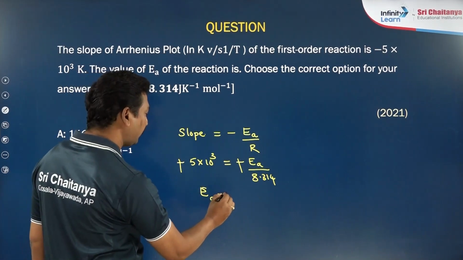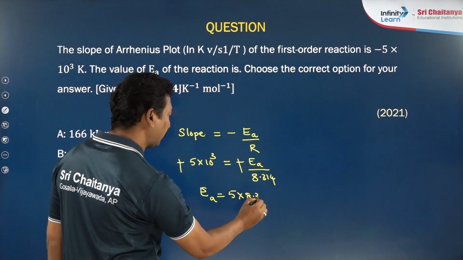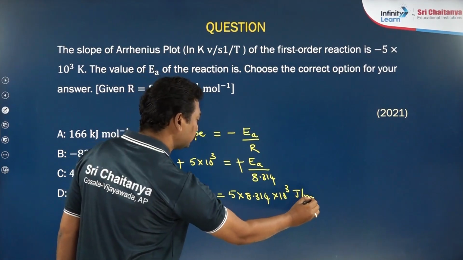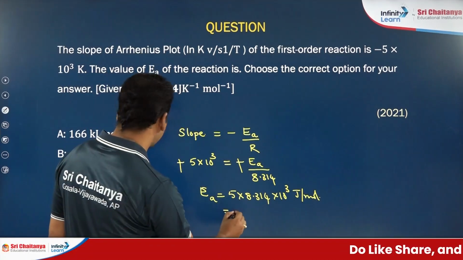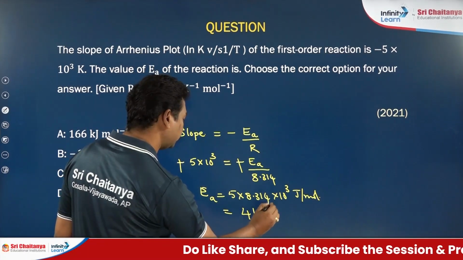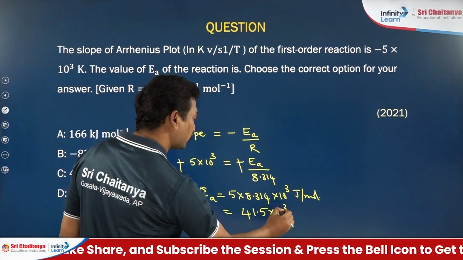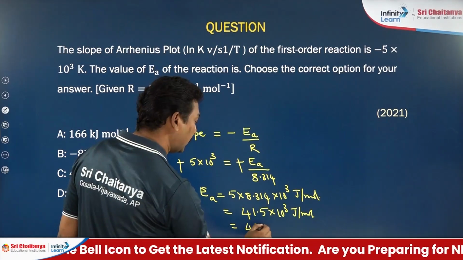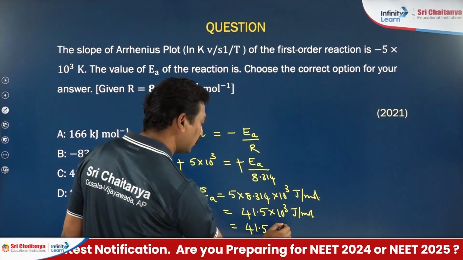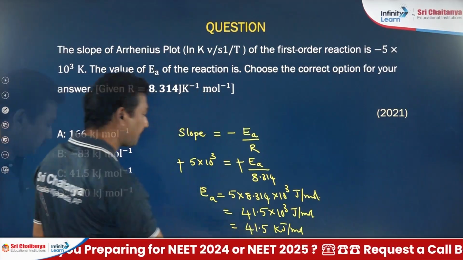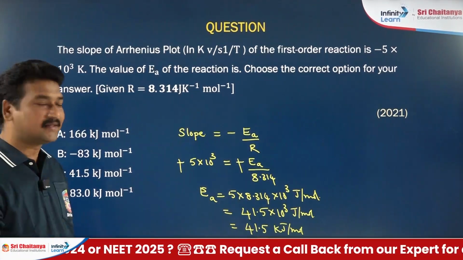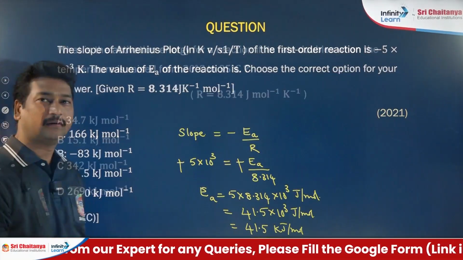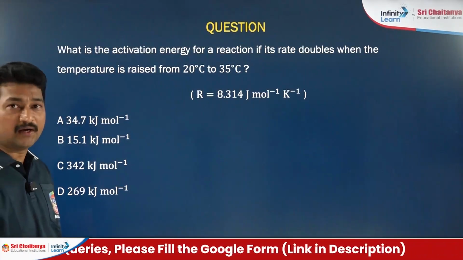Activation energy is 5 into 8.314 into 10 cube joule per mole. And this value is 41.5 into 10 cube joule per mole, which is 41.5. 10 cube joules is 1 kilojoule per mole. Coming to the answer, it is 41.5 kilojoule per mole. Okay. Coming to one more question of the related.